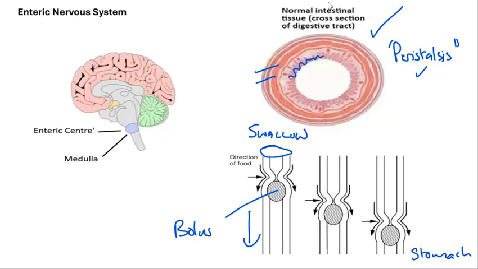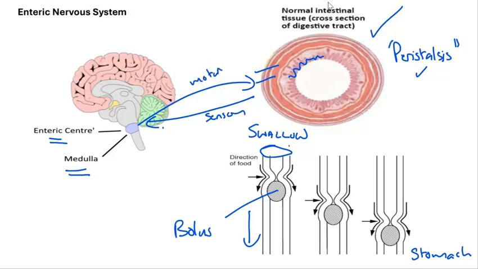This, of course, is not a conscious act. It's part of the autonomic nervous system and controlled in the brainstem, medulla, by the so-called enteric center. Nerves run from the enteric center to the walls of the digestive system, both sensory and motor.